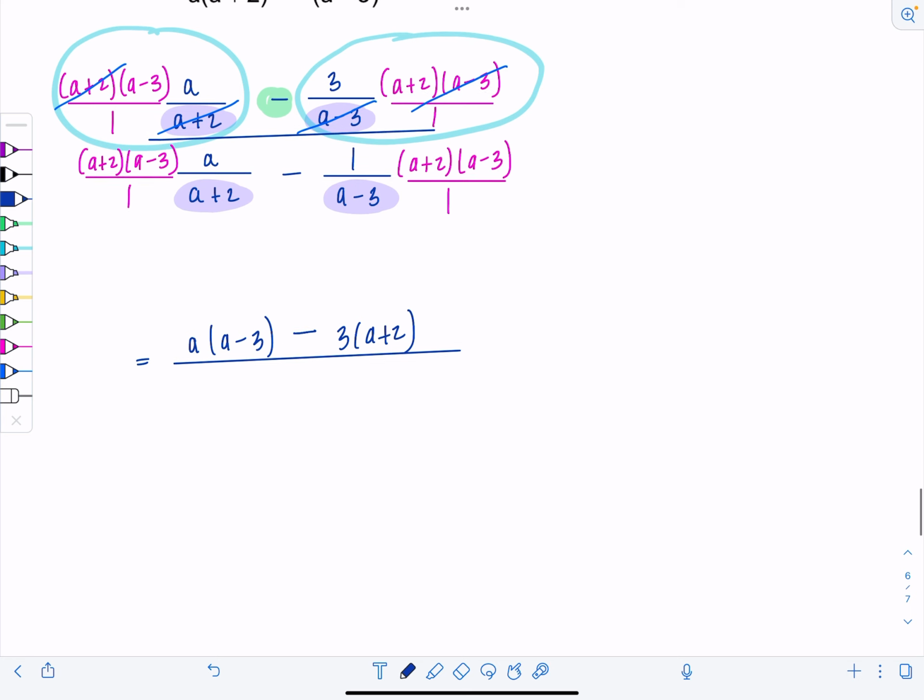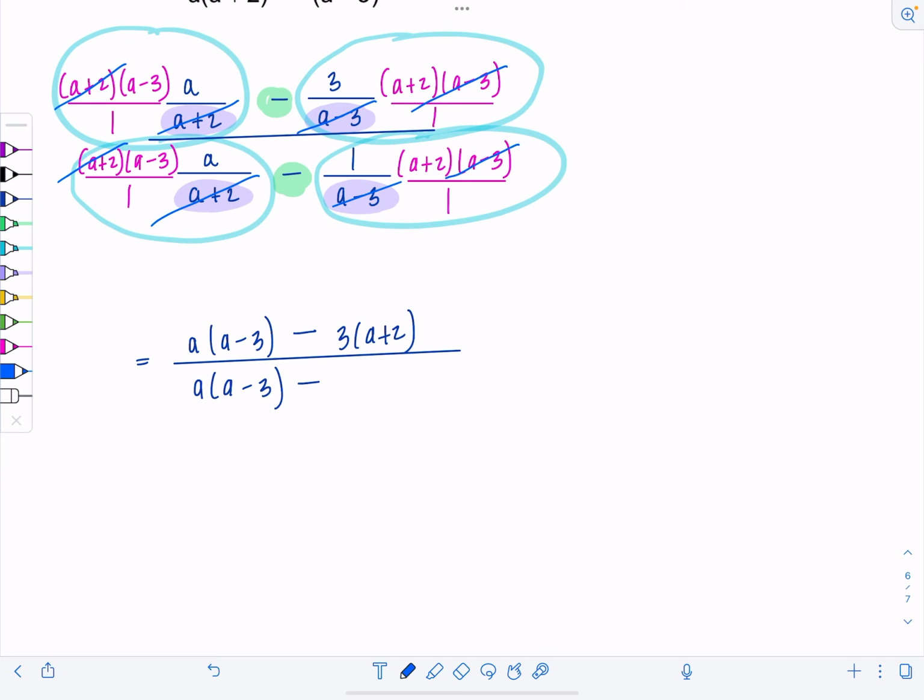Good. Now let's look at the denominator here. What's going to cancel? A plus 2. So I'm just left with now a times a minus 3. Bring down that subtraction sign, so we've got minus. And then last term, a minus 3 is going to cancel. And I just have a plus 2. But please put parentheses on the a plus 2 because that minus sign needs to distribute.